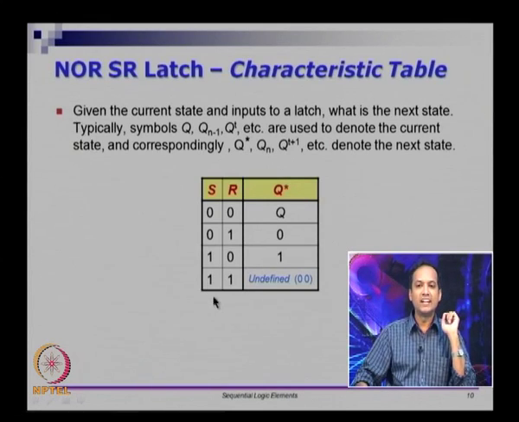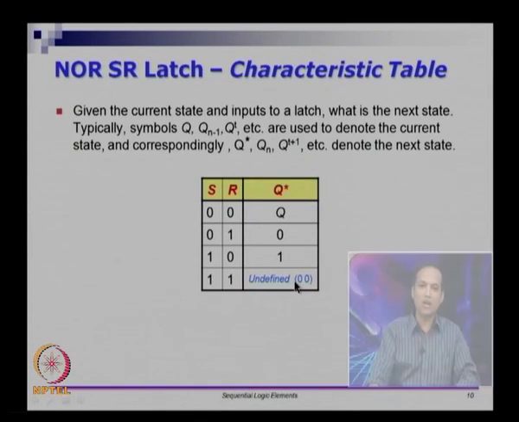And finally, if both S and R are 1, this is undesirable. We do not want 1 1, because with S and R being 1 1, if for whatever reason we saw that QA and QB are both 0, there is a problem. So we do not want that condition. We will say that that condition is undesirable or undefined, right.